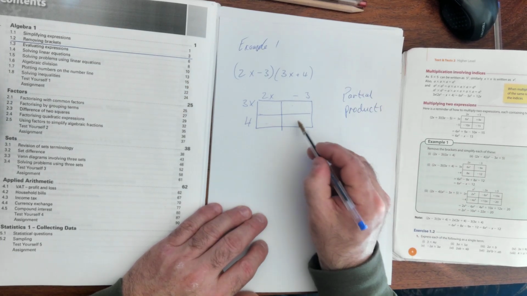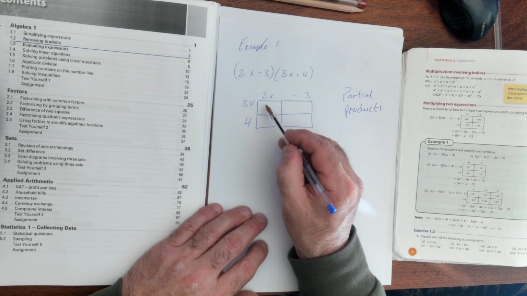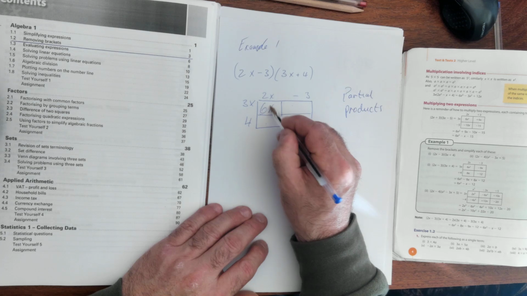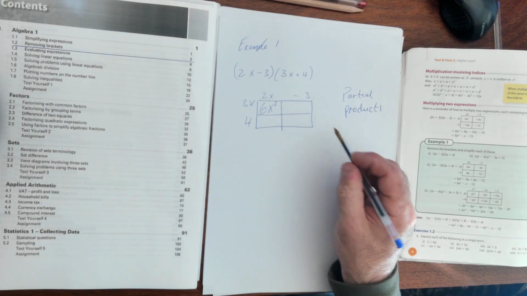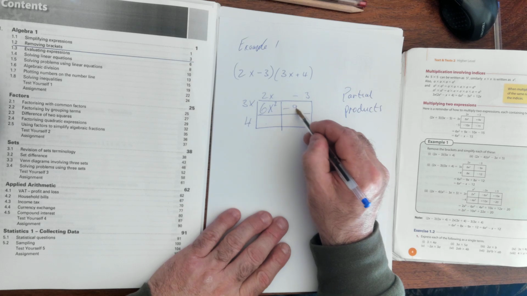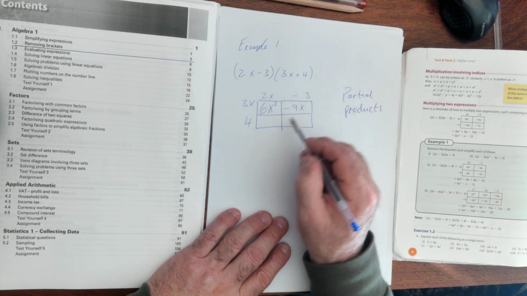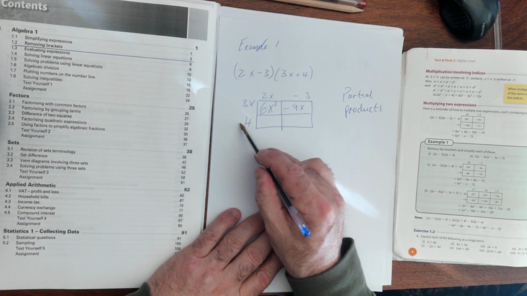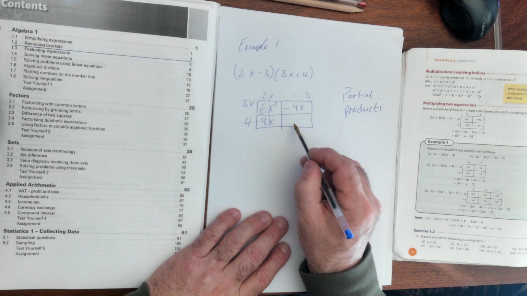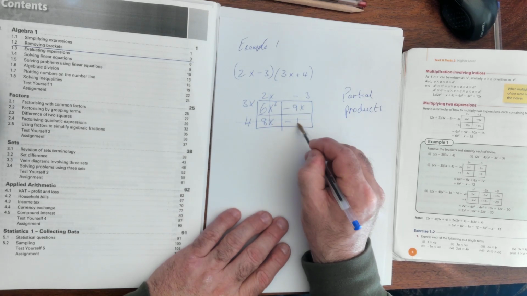One, 2, 3, 4. So the first product here, you have 3 2's is 6 and x by x is x squared. This product here will be minus by plus is minus, 3 3's is 9, we get x. This product here involves multiplying 4 by 2x is 8x, and this product here is minus 12.